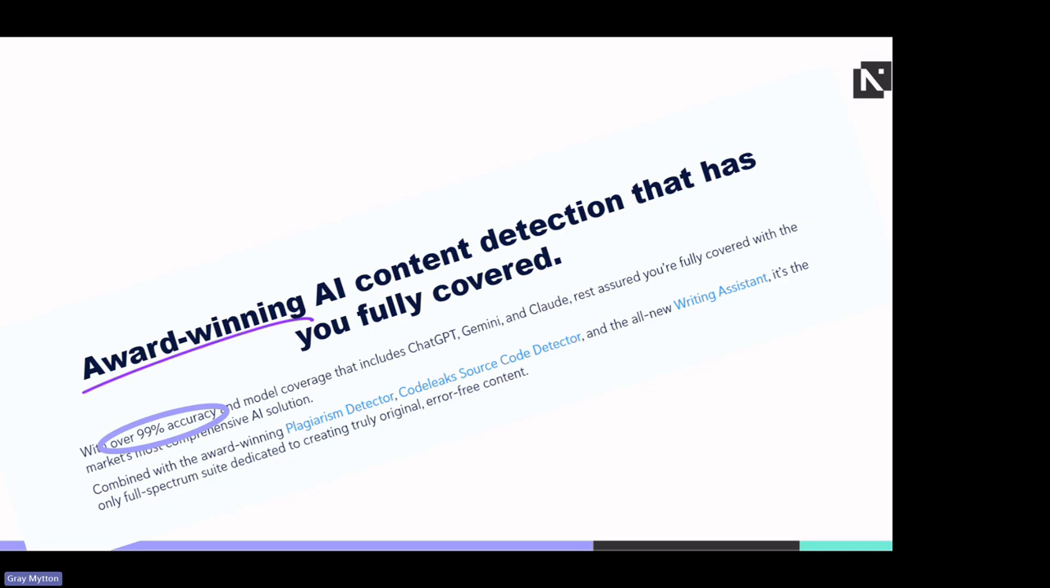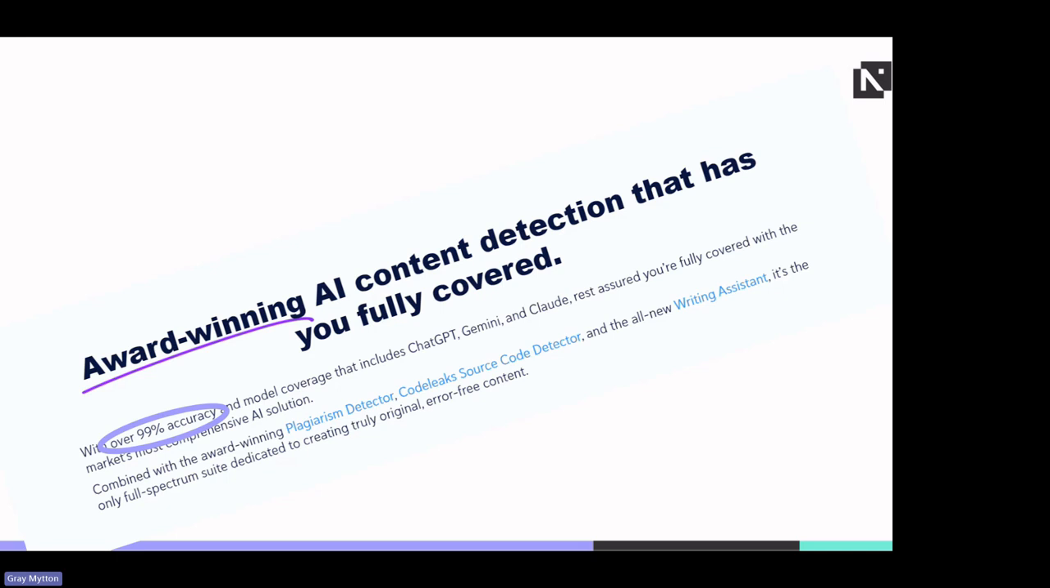This carries on saying, rest assured, you're fully covered with the most comprehensive AI solution. So it kind of leaves you thinking, well, this must be pretty good, and the results that I get must be pretty accurate. I think it even says on the slide here that you get error-free content from some of these other tools within this company's suite of tools.